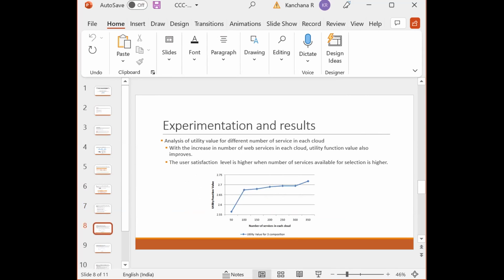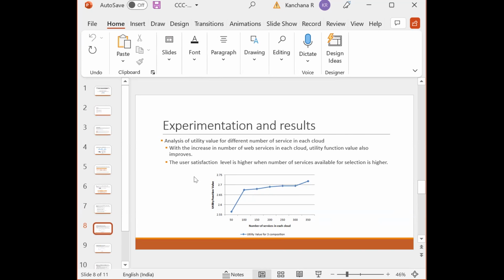So for experimentation, we have used QWS data set. There are 2 experiments. The first one, and in this data set, we have 2,507 web services, which has 11 quality parameters. The first experiment, we are assuming a composition is having 3 services, and they are distributed among 3 clouds. And the number of services, individual services, we vary from 50 to 350.